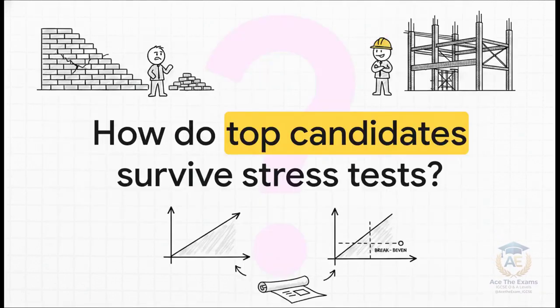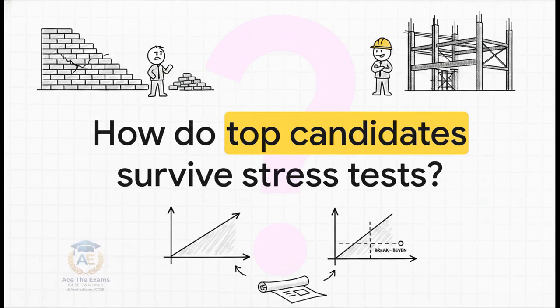So this brings up a really crucial question. How exactly do top candidates survive these intense examiner stress tests? How do elite engineering students avoid the collapse that catches out so many otherwise well-prepared candidates? It's all about anticipation. It is about engineering a response that actively spots and addresses the flaws in the CVP model before the examiner even applies the grading pressure.